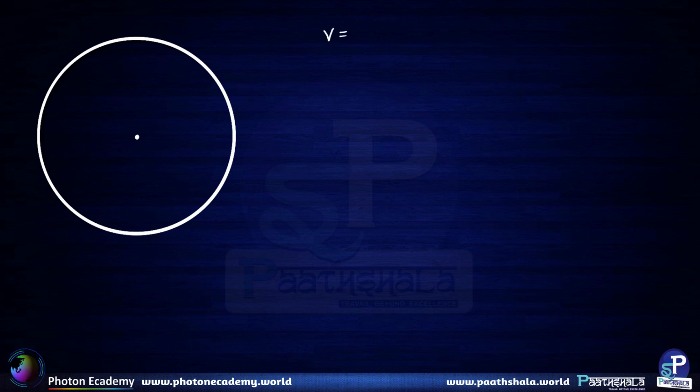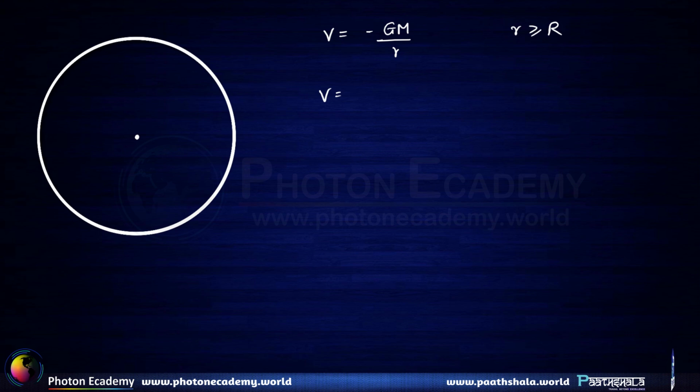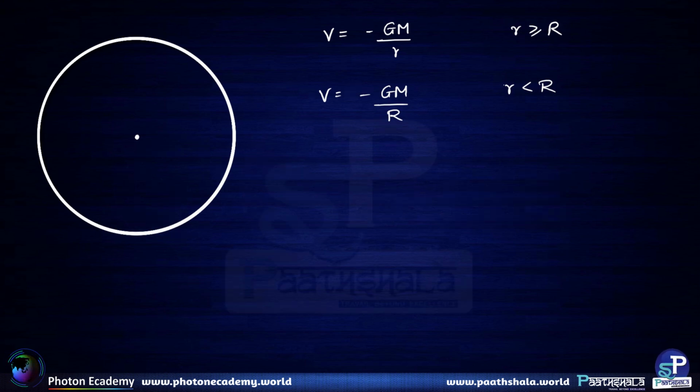So V is going to be equal to minus Gm upon R, where R is greater than or equal to capital R. And V is equal to a constant, which is minus Gm upon capital R, the surface value, for R less than capital R. Potential cannot change suddenly, otherwise the field, which is essentially the gradient of potential, will become infinity, and we don't want the field to become infinity. That's not practically feasible. So potential cannot change suddenly, so it has to be continuous.